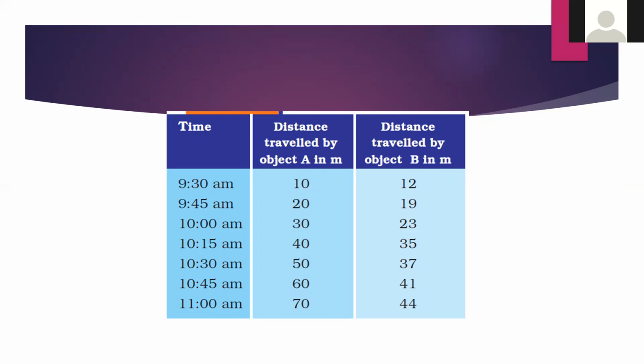Let's see about object B. At 9:30, the travel distance is 12 meters. At 9:45, the distance traveled is 19 meters. At 10 a.m., the distance traveled is 23 meters. So we can see that there is unequal distance traveled in equal intervals of time. So the distance traveled by object B is a non-uniform motion.